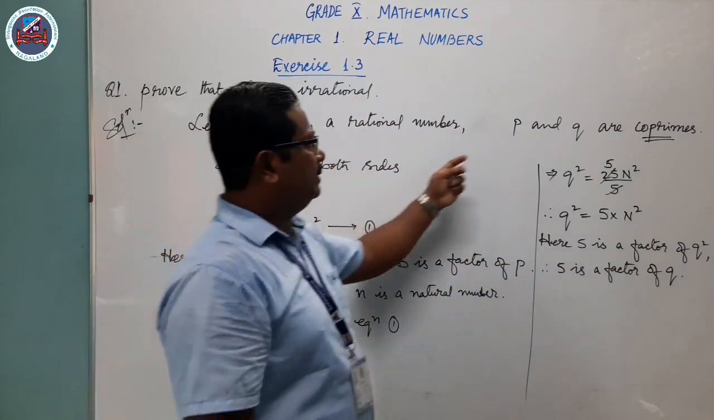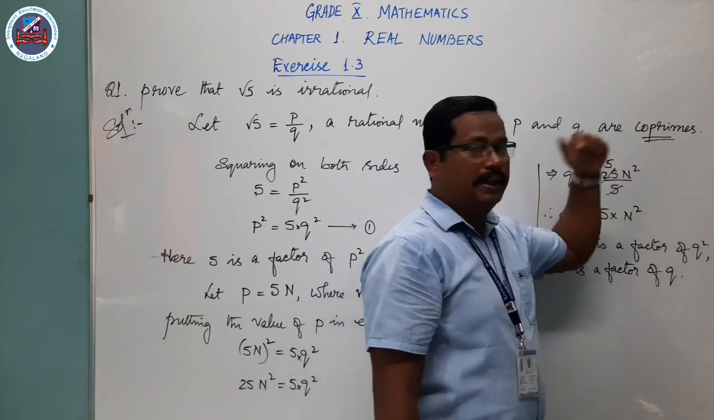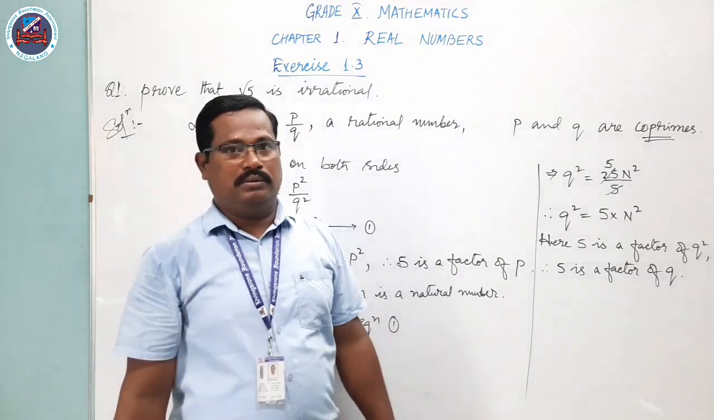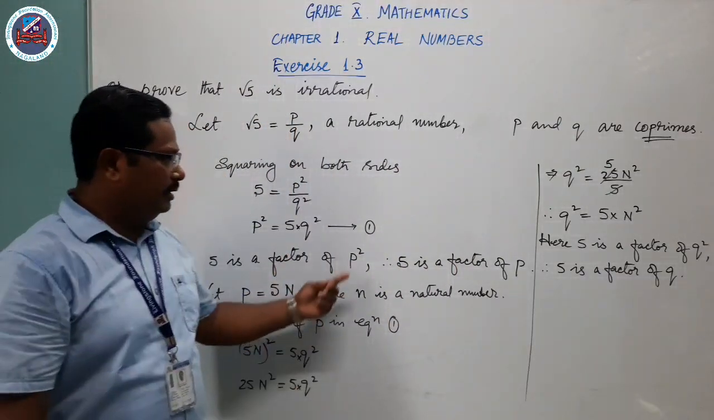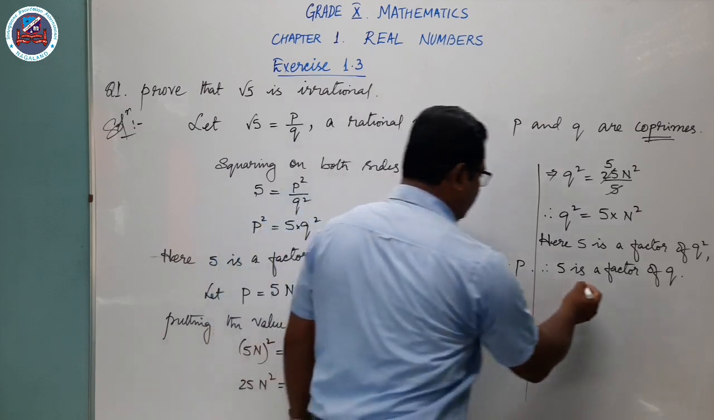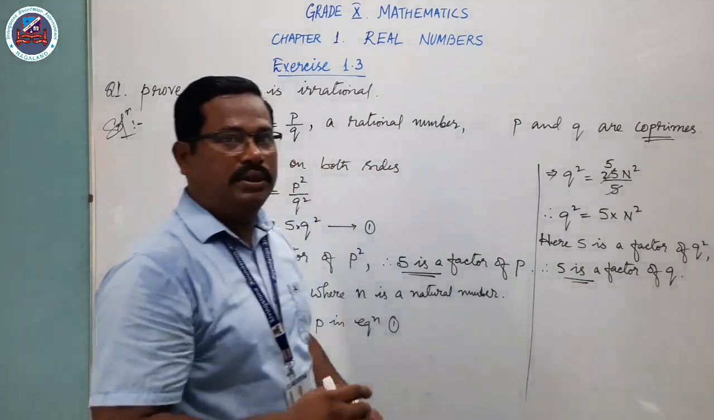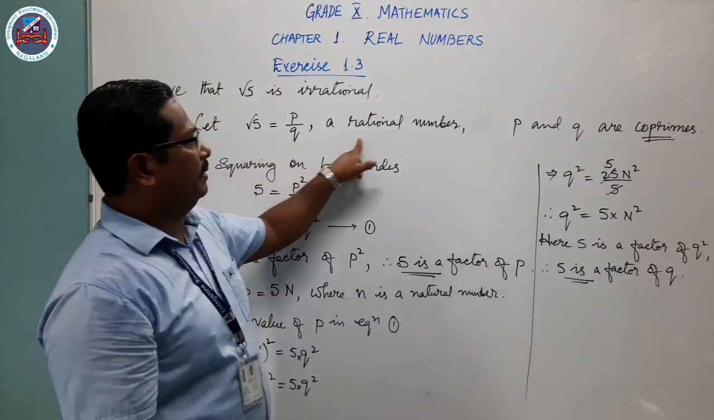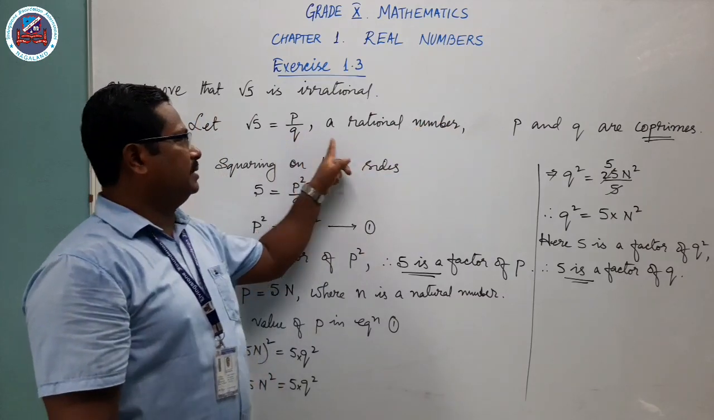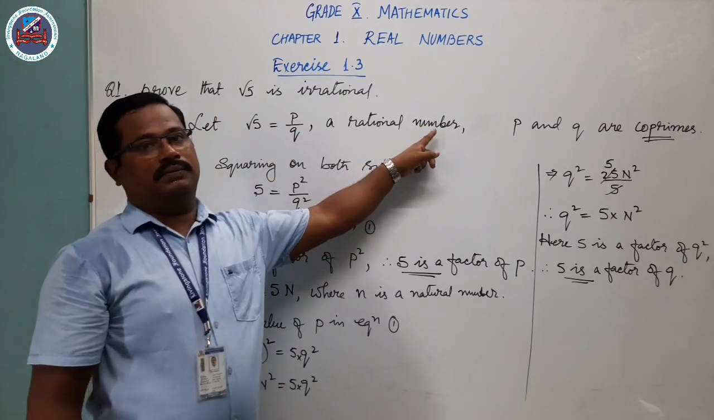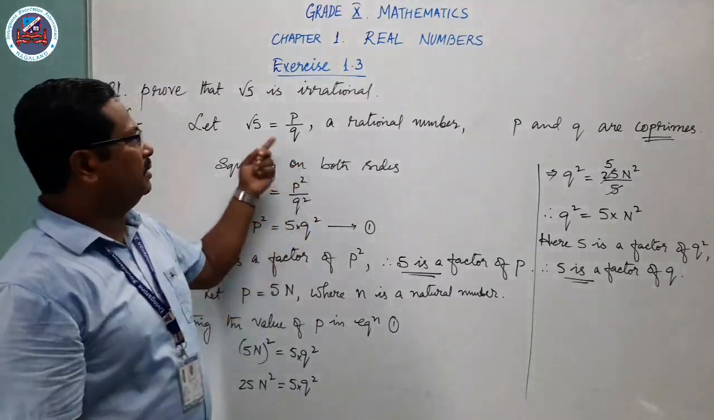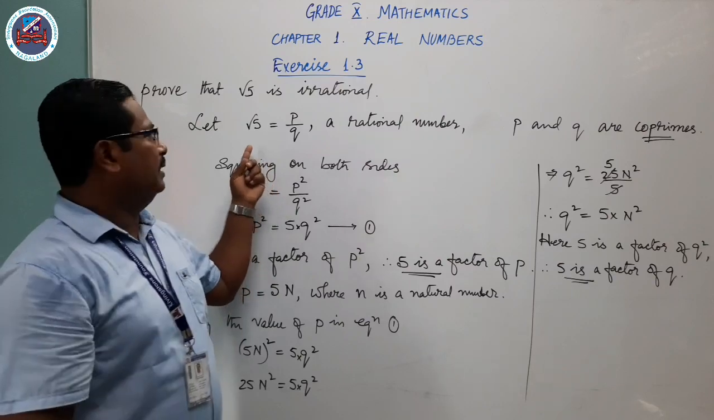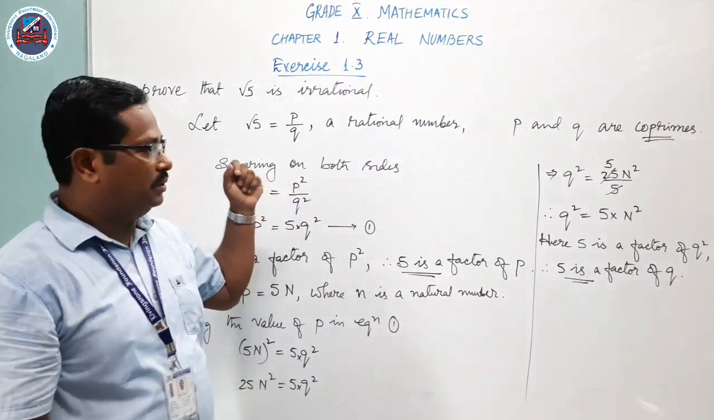But here though we said that p and q are co-primes, our assumption. They can have only the common factor 1. But while calculating we got that they have common factor 5. So it contradicts, or it's against the assumption that we have taken. And our assumption is what? A rational number. So if it contradicts our given assumption, that means it cannot be a rational number, then surely it must be an irrational number. Like this we have to conclude it.